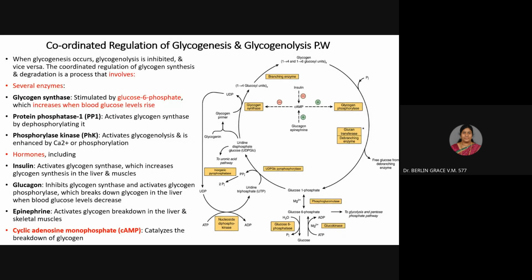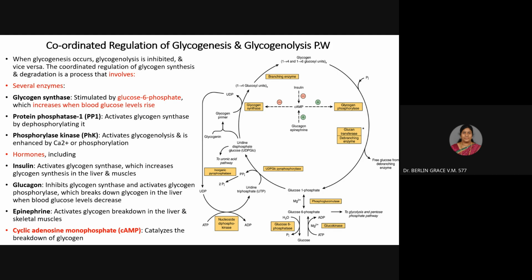The first enzyme regulated is glycogen synthase, the main enzyme which helps in the synthesis of glycogen, or glycogenesis. It is stimulated by glucose 6-phosphate. If you have enough glucose 6-phosphate, glycogen synthesis happens in addition to glycolysis. This glucose 6-phosphate will increase when the blood glucose level is high. So when the blood glucose level is high, you get more glucose 6-phosphate, and that will stimulate the glycogen synthase enzyme. That will cause glycogen synthesis.